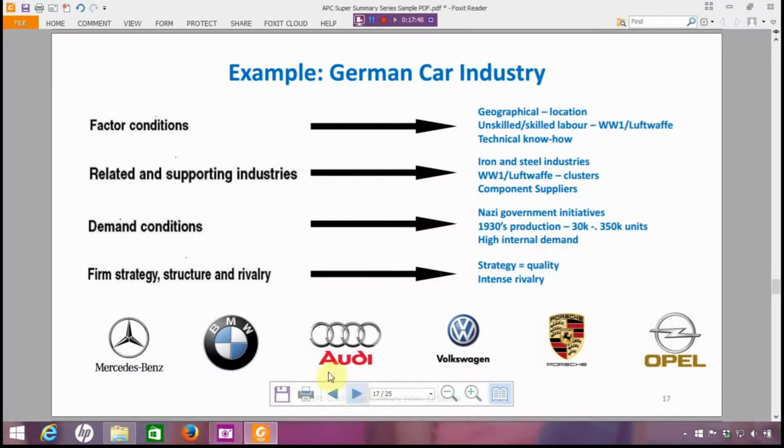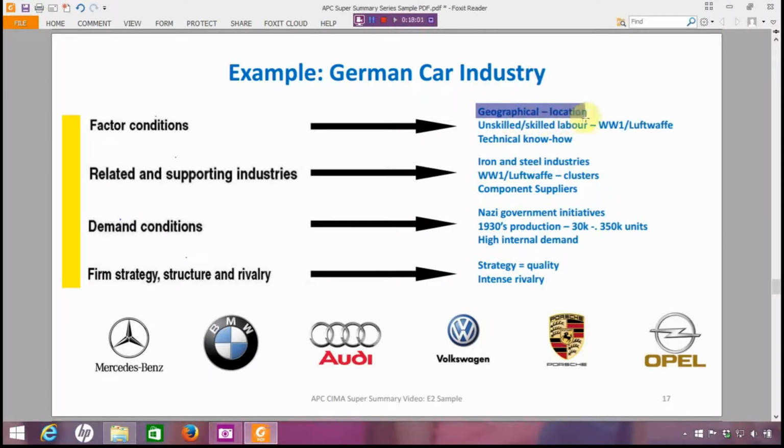So what I've done here is just outline the main factors again, the main areas of the model, and just give you one or two ideas in relation to, well, why is it that the German car industry is so successful and has been so successful for many years? Under factor conditions, I've just picked out its geography. So in other words, the geographical location of Germany in Central Europe, well placed to export to different countries, neighboring countries throughout Europe and beyond.